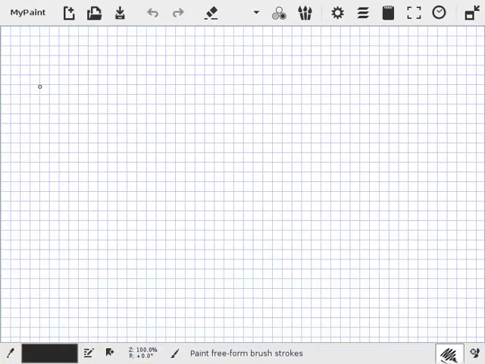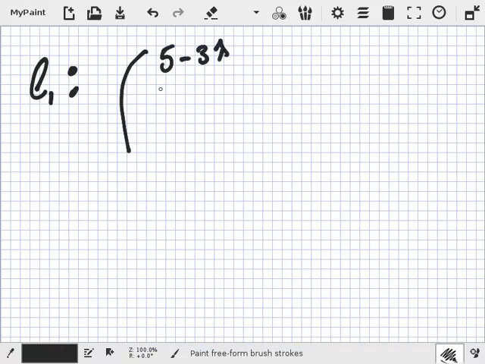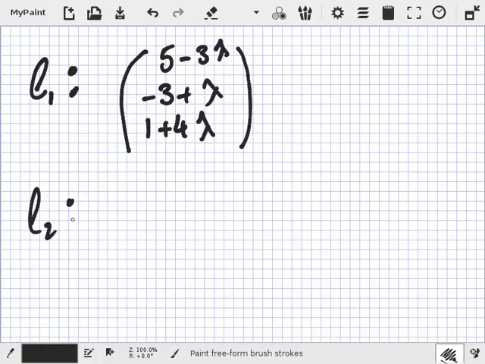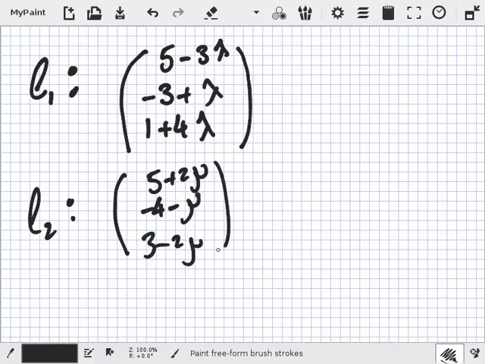Okay, so line 1 is given by this vector equation: 5 minus 3 lambda, minus 3 plus lambda, 1 plus 4 lambda, correct? Yes, correct. And line 2 is given by 5 plus 2 mu, minus 4 minus mu, 3 minus 2 mu. And they're supposed to meet.